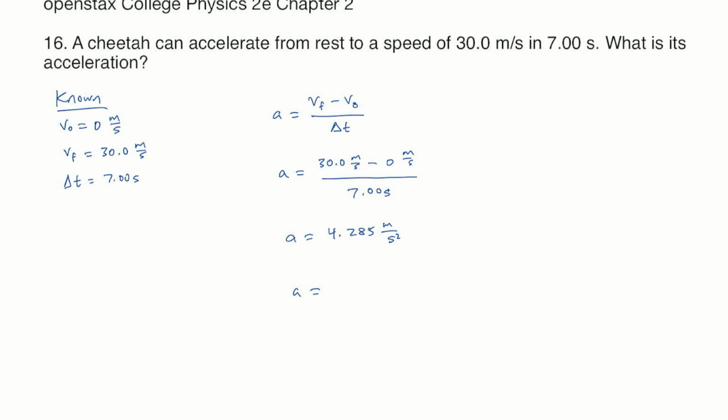And so we look back at our final velocity and the time. They both have 3 sig figs, so we'll use 3 sig figs here, and that rounds to 4.29, and it is meters per second squared. That is the cheetah's acceleration.